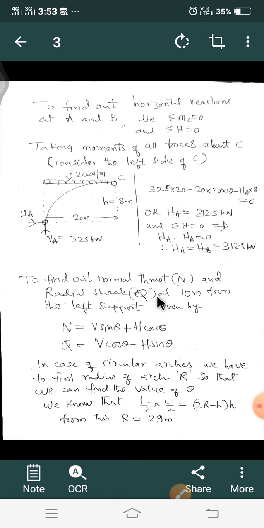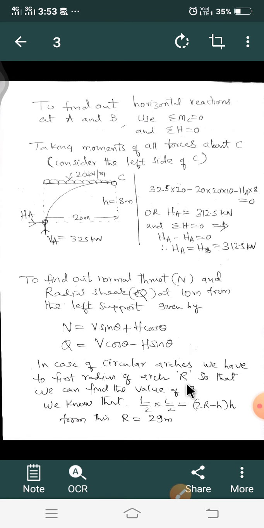Now to find out the normal thrust and radial shear at 10 meter from the left of the support, the formula is again the same as whatever we used for parabolic arches. N is equal to V sin theta plus H cos theta. Q is equal to V cos theta minus H sin theta.